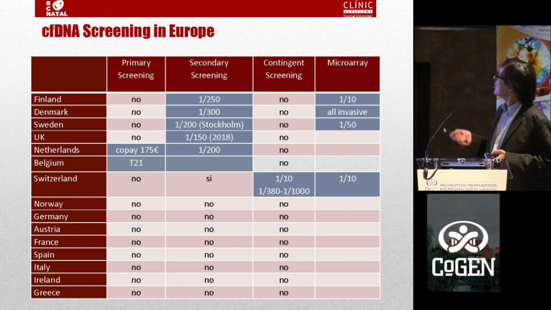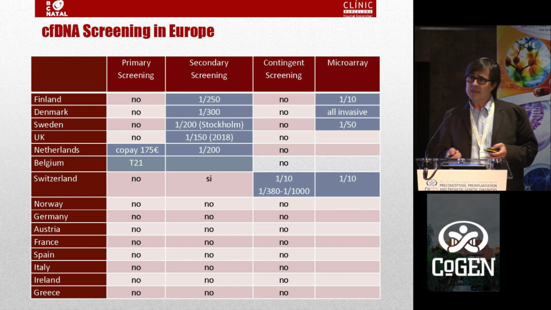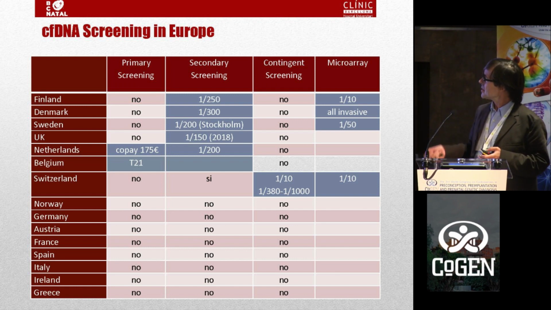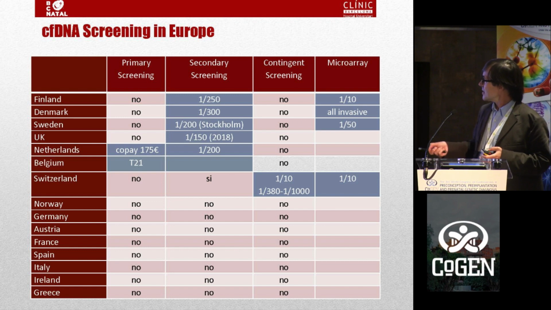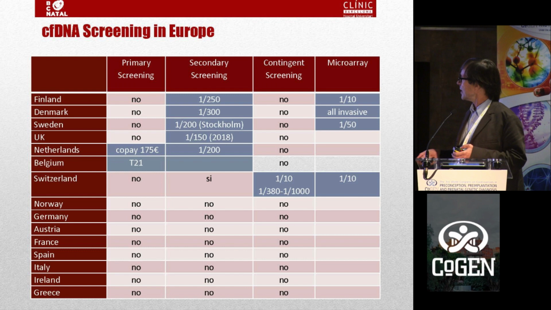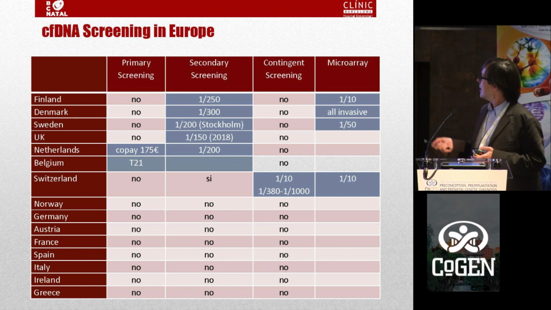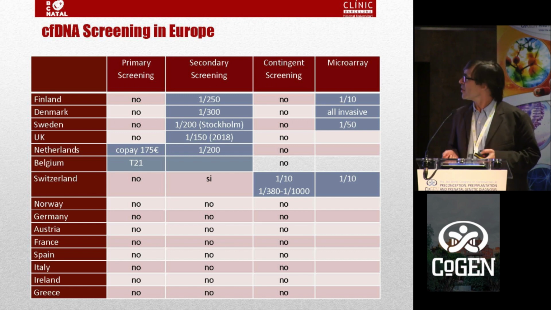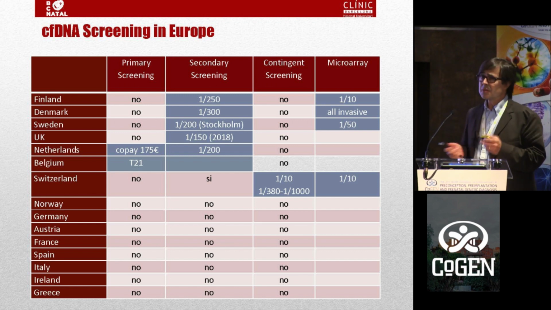And there is this contingent screening which is applied in Switzerland in 4 branches. Very high risk: they only offer invasive procedures. This is high risk: women can choose between invasive and cell-free DNA. Intermediate risk, cell-free DNA, and less than 1 in 1,000, no further tests are offered. This is the picture in Europe.